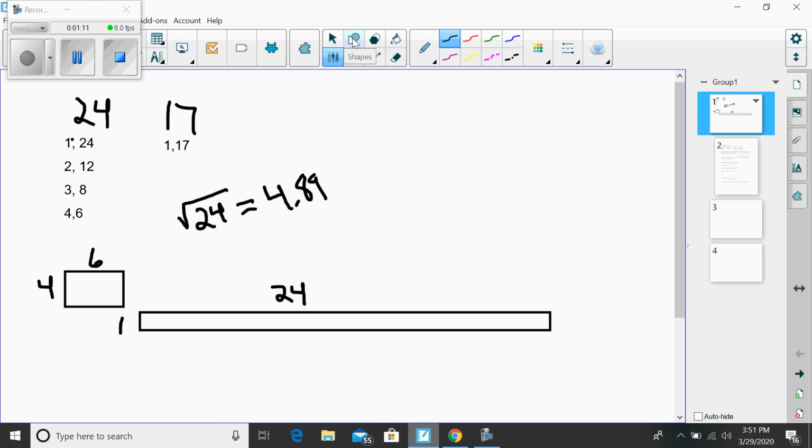Okay, so if I made a perfect square, I'm trying to make it a little bigger. Oh, I haven't mastered this tool yet. Well, imagine it's a little bigger. And each side here would be 4.89. But one of the things that I'm going to be asking you to do is to compare the square root to the numbers in the list.